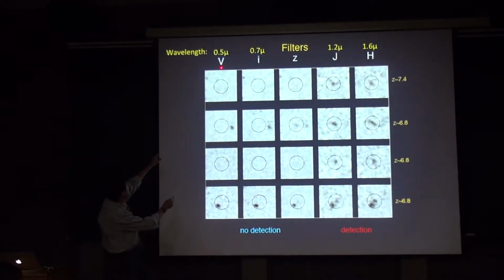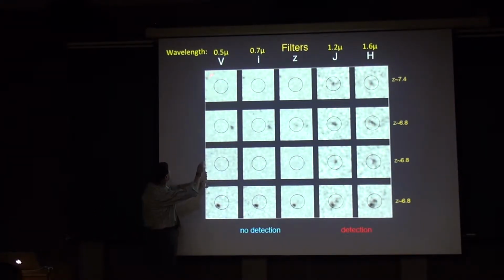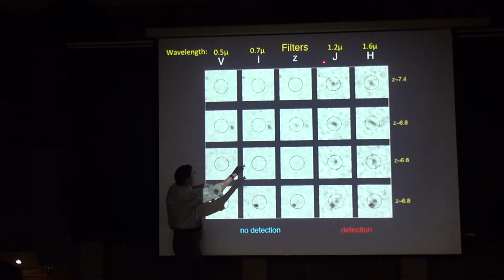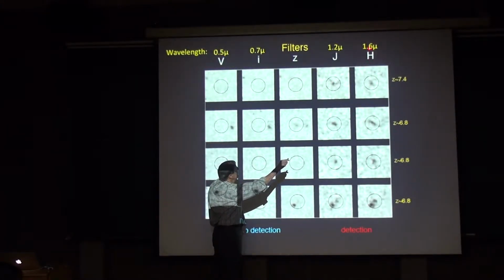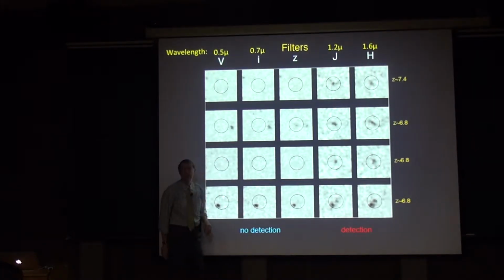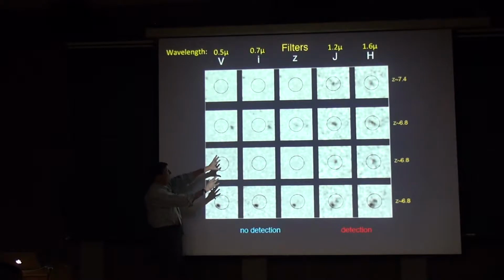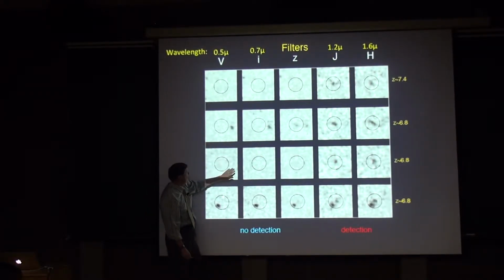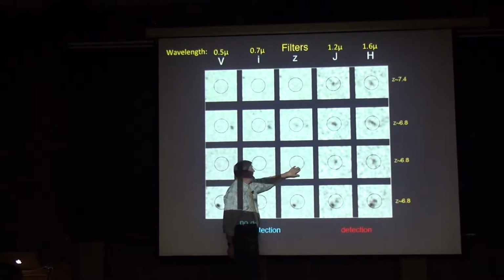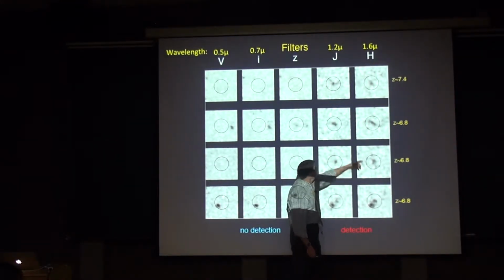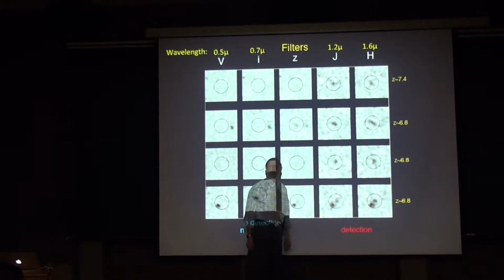So here's an example of a series of images of 4 objects, starting in the visible band here at half a micron, out to the H band in the infrared at 1.6. And so what you see are these dropouts. That is, these are objects in the ultra deep field. And what you see here is nothing, and then boom, you see it suddenly appear in the infrared.